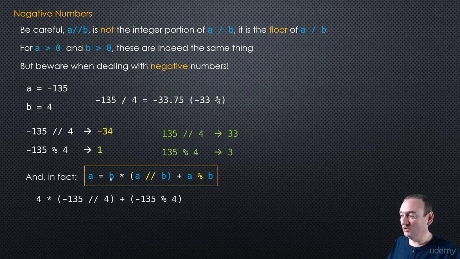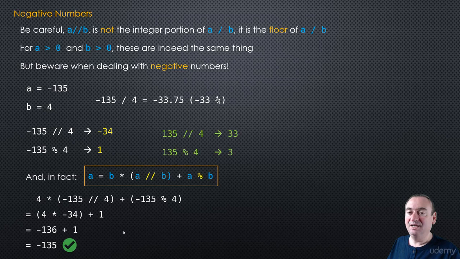Well, we have 4, right? The b was 4 times minus 135 div 4 plus minus 135 mod 4. So if we do that calculation here, we have 4 times minus 34 plus 1. And so we get minus 136 plus 1, which is minus 135. And that matches the minus 135. So as you can see, that's how the div and mod operators work. And they work in such a way that that equation is always satisfied.